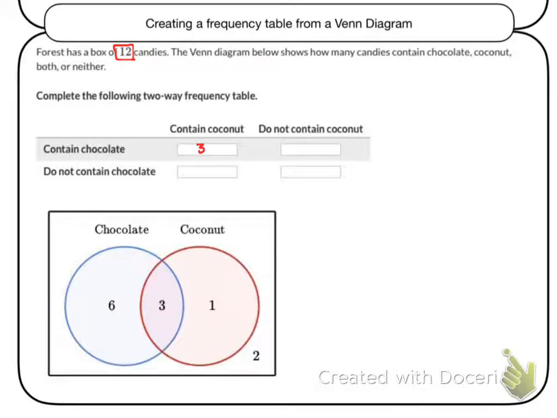Let's do contains coconut and does not contain chocolate. So it only contains coconut. So only contains coconut is 1. We can't say this 3 here because it does contain chocolate, right? Those candies kind of have a combo. You get a little bit of both worlds. You get chocolate and you get coconut. So you can't say that 3 is not included. So we only have that 1.